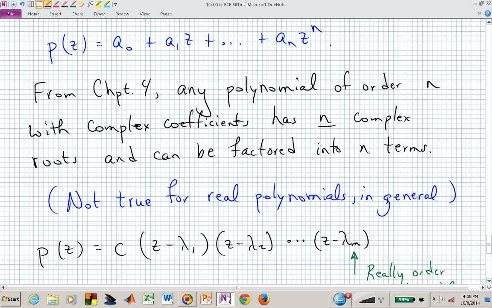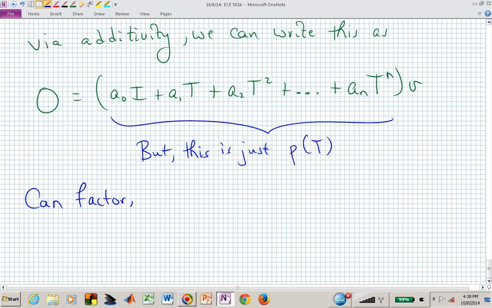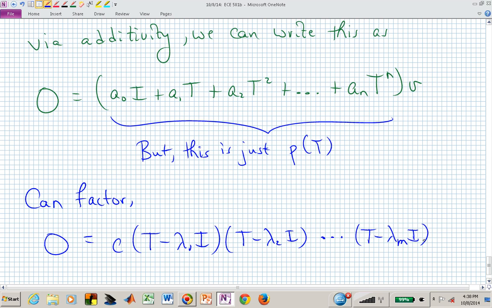Now we can do the same thing for our polynomial in this operator T. Meaning, now we can factor that and say that we now have 0 is c times (z minus lambda 1 I), but that's just (T minus lambda 1 I)(T minus lambda 2 I) through (T minus lambda m I) times v.